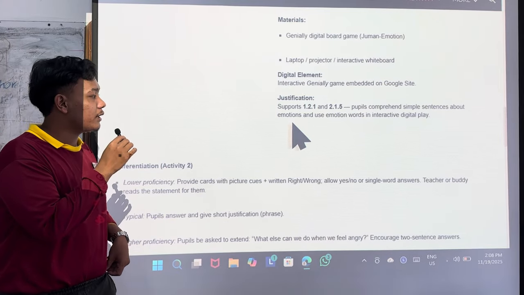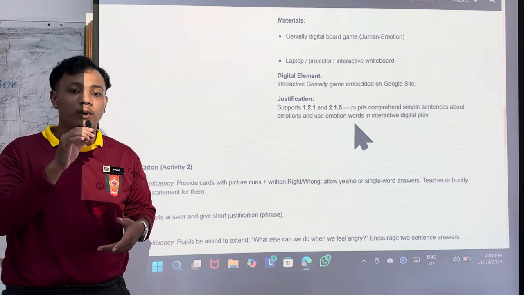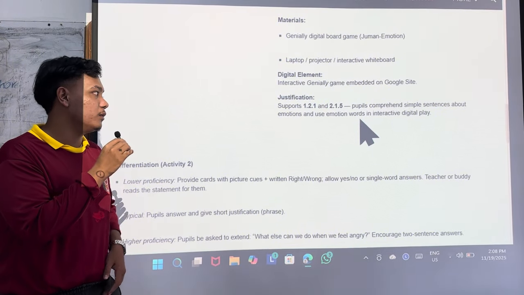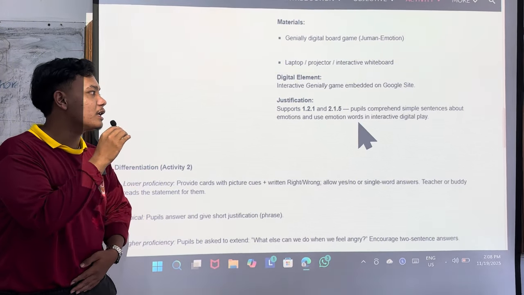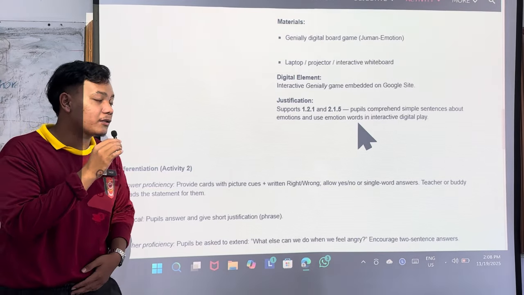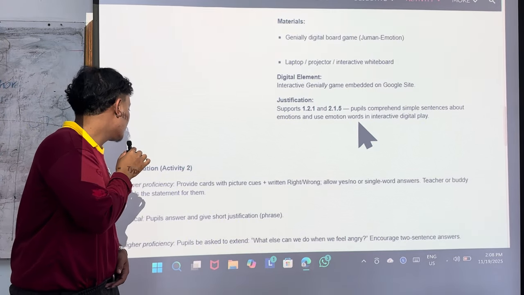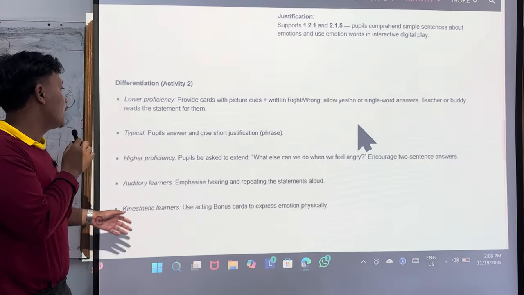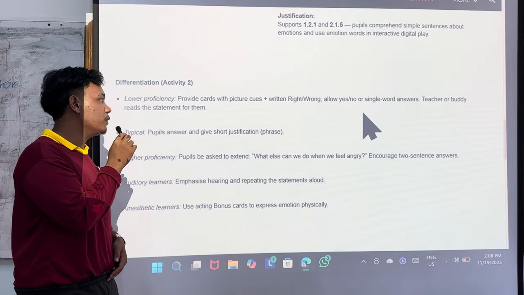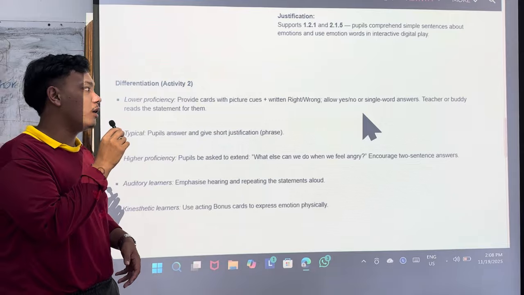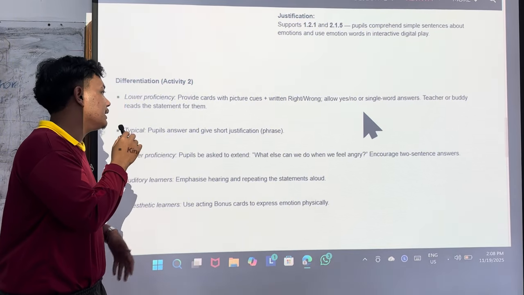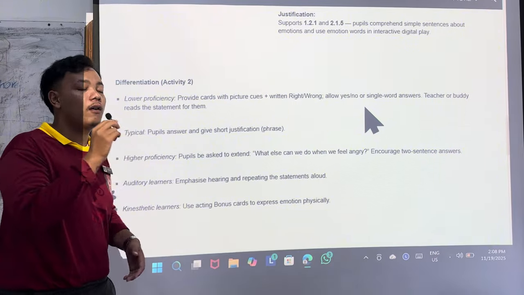For justification, it supports 1.1.1 and 2.1.5, where pupils comprehend simple sentences about emotions and use emotion words in interactive digital play. For differentiation, for lower proficiency, the teacher provides cards with picture cues and written right or wrong, allowing yes or no or single-word answers, or the teacher or buddy reads the statement for them.